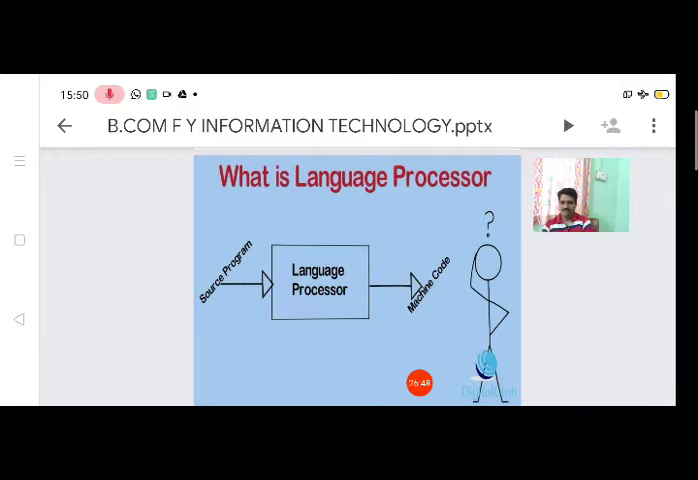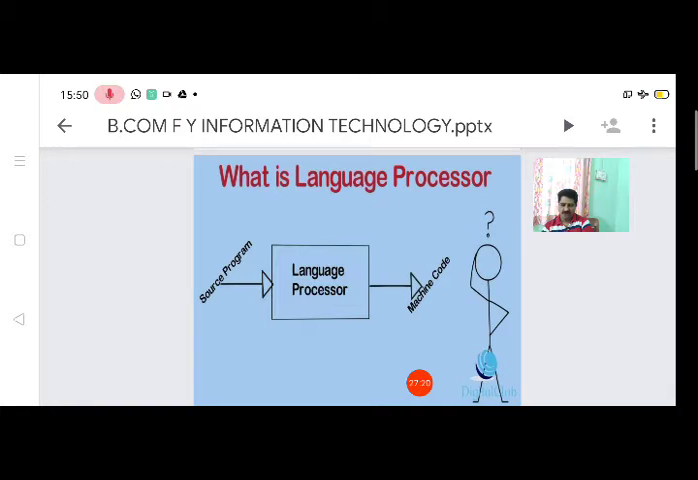Assembly language is machine dependent, yet the instructions used to represent it are not directly understandable by the machine. And high level language is machine independent.